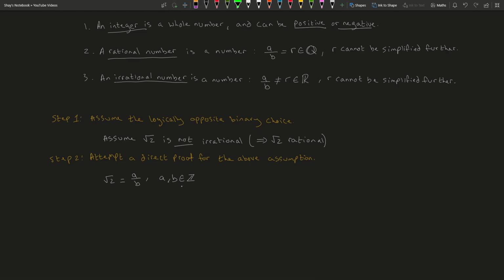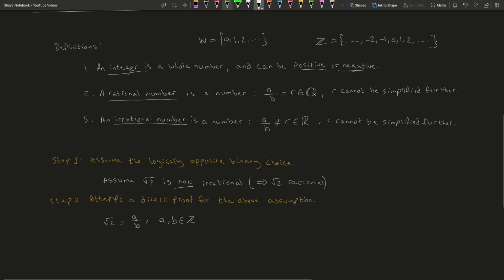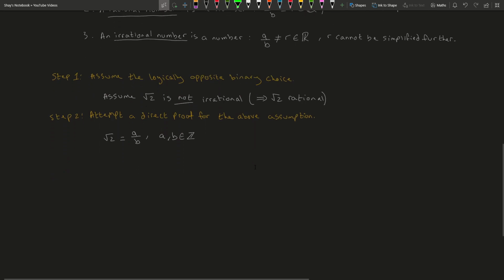It's what this symbol means here. A and B are elements of the integers, which is what I've got here. So just any whole number, positive or negative. Okay?